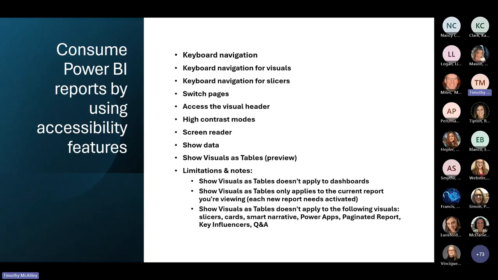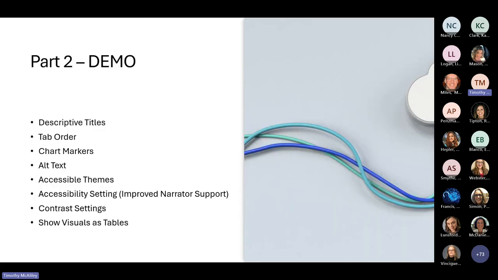And then show visuals as a table doesn't apply to certain visuals, like a slicer or a card or smart narrative, or if you've brought in Power Apps or paginated reports, or if you're using key influencers or Q&A visuals. Smart narrative, key influencers, and Q&A are part of our machine learning generated visualizations. So I could see why those don't show as a table.